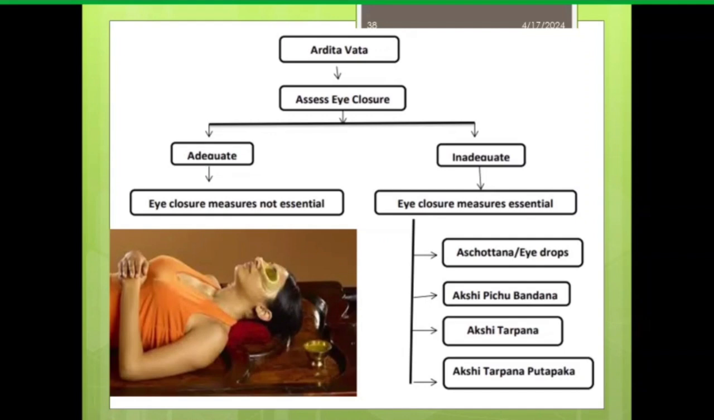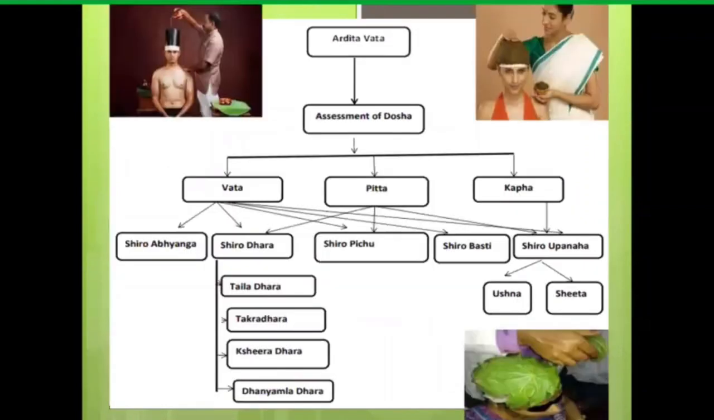Akshi Tarpana is also indicated, and Akshi Tarpana Putapaka also you can plan for. It is not only the Tarpana explained in the classics that needs to be planned, but other varieties also can be done. Now, a very important treatment. Most of the people do practice it, but there are still some confusions among practitioners regarding Murdha Taila or Murdhni Taila. In that condition, based on the dosha, you can plan. In case of Vata dosha, Shiro Abhyanga, Shiro Dhara, Shiro Pichu, Shiro Basti, and Shiro Upanaha. This is considered as Mastishka.